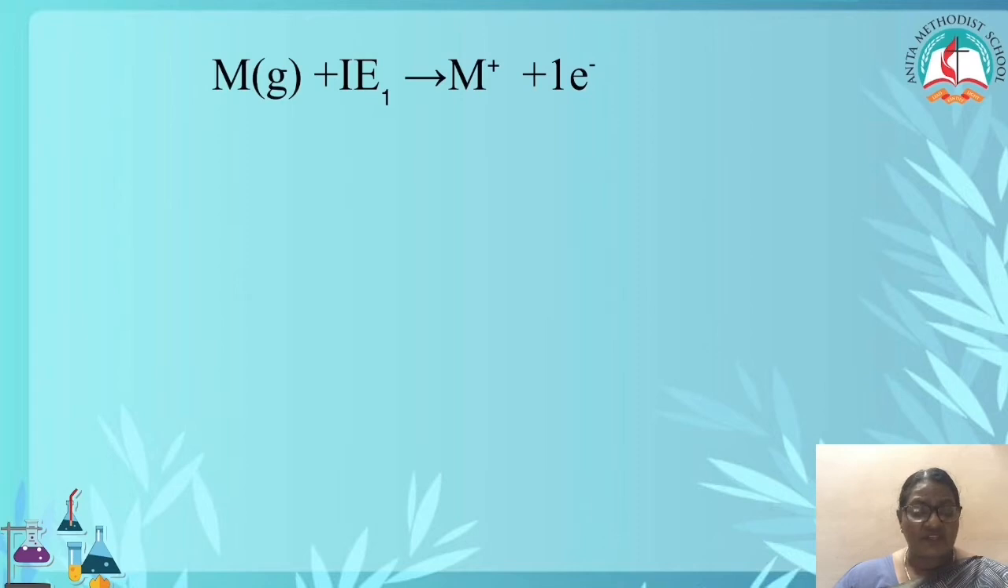Energy which I spend to remove one electron is called first ionization energy. So I spend some amount of energy on the gaseous atom to remove an electron to form a monopositive cation. That energy is called the first ionization energy.